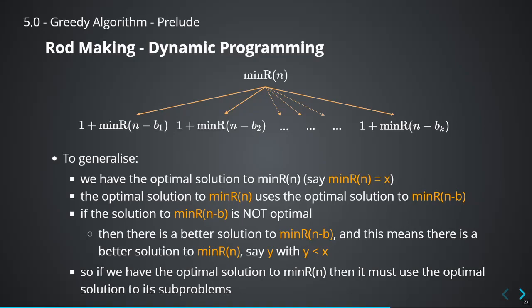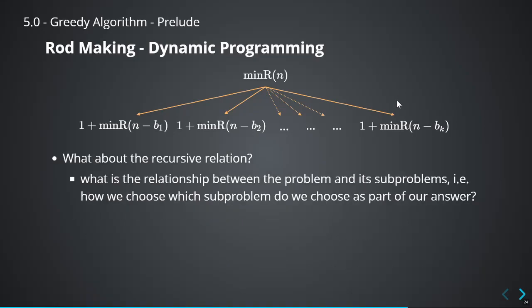Okay, hopefully that makes more sense. What about the recursive relationship? I mean, what is the relationship between the problem and the subproblems? Which one do we choose? How do we know which one will give you the optimal answer? Remember, again, in dynamic programming, you go through all of them. You evaluate every single one of them, and then you choose the one which is the best.